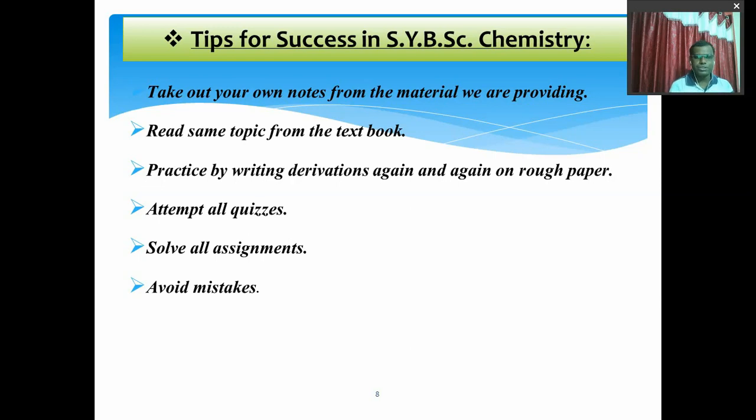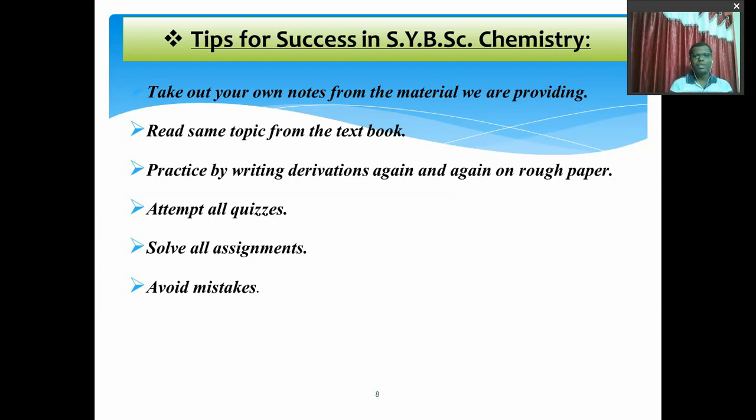Again, I will request all the students to practice writing derivations again and again on rough paper, because I already told you unit number 1 in both papers, paper number 1 and paper number 2, is based upon physical chemistry, as well as unit number 3 is based upon organic chemistry. So in both these units you will require practice, because for the derivations and expressions which contain the mathematical part, if you practice again and again, definitely, practice makes a man perfect. You will not lose any step while writing the derivations in the exam, and definitely you will be able to complete that answer within the time.